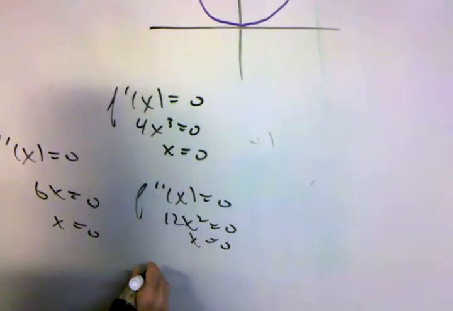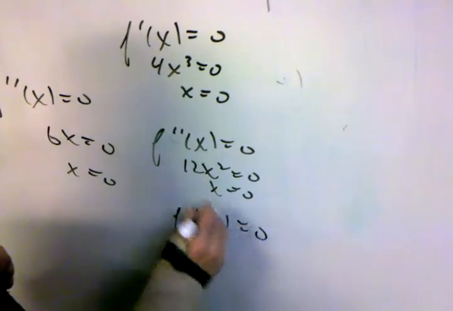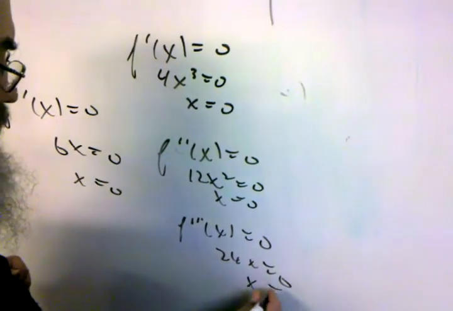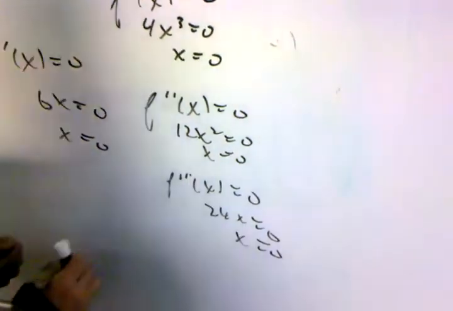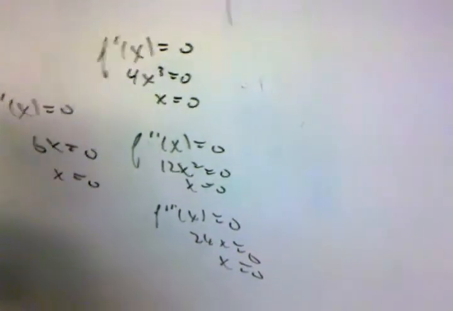Well, look, the third derivative is 0. f triple prime of x equals 0. When is that the case? That's 24x equals 0. So again, x equals 0. So the first, second, and third derivatives are all 0. And this is really a relative minimum.